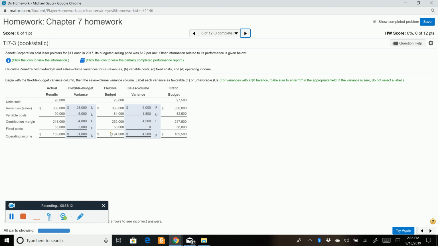This homework problem, you basically just needed to put in the variances and whether they were favorable or unfavorable. So as an example, actual revenues are lower than the flex budget. That's unfavorable by $28,000. Actual variable costs are higher than the flex budget. That's unfavorable. Contribution margin is lower than the flex budget by $34,000. That's unfavorable. And the fixed costs are lower than what was budgeted. That's favorable. And you do the same analysis with the sales volume variance.